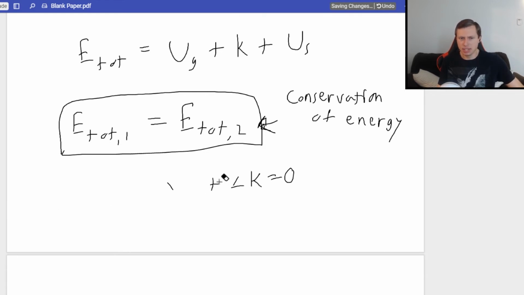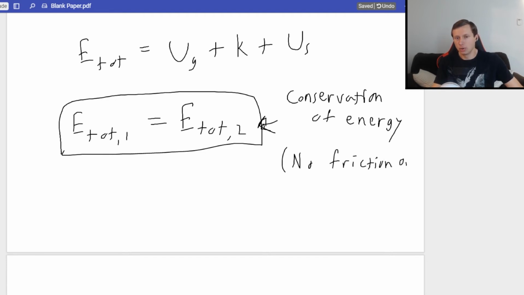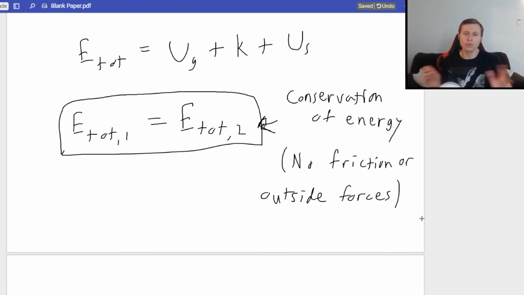Conservation of energy. What does that mean? That's a rhetorical question, I'm going to tell you. Conservation of energy, as far as you're concerned, means that there's no friction or outside forces. In other words, if there's a pushing force going on, energy is not conserved. If there's air resistance, energy is not conserved. If you're pulling a box connected to a rope, energy is not conserved. The only time energy is conserved is if it's just forces like gravity or normal force or even spring forces. Those are all conservative forces.